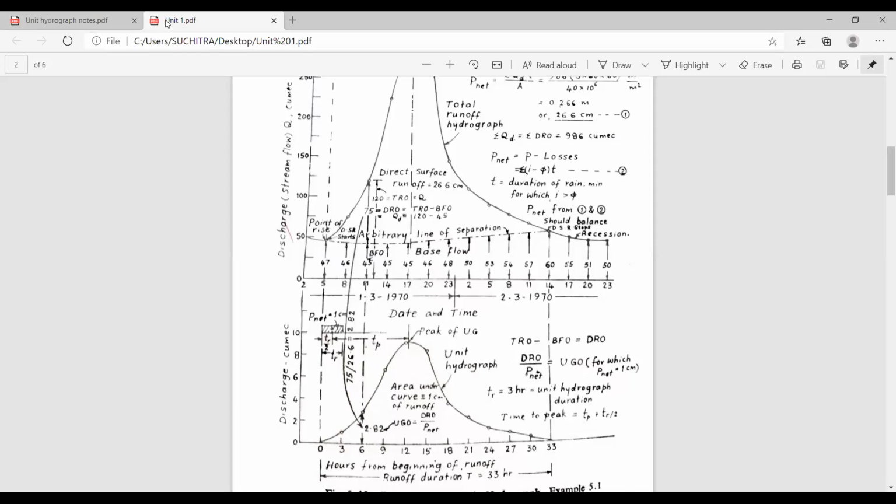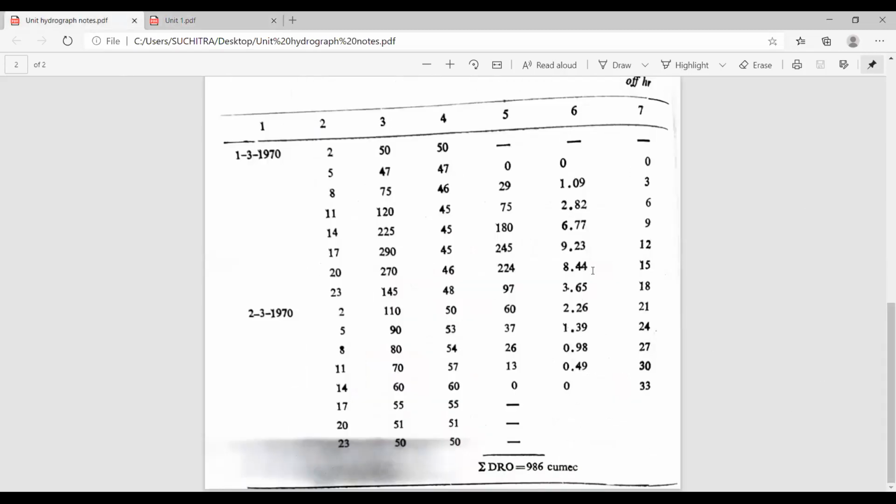Now we want to cross check the unit hydrograph theory, which says that it produces a volume of runoff equal to 1 centimeter. If you add all the ordinates of the unit hydrograph, that is, you take sigma UHO, the ordinates of the unit hydrograph, and divide that by the area of the catchment, it should produce a volume of runoff equal to 1 centimeter. So that is the cross check that you need to make.